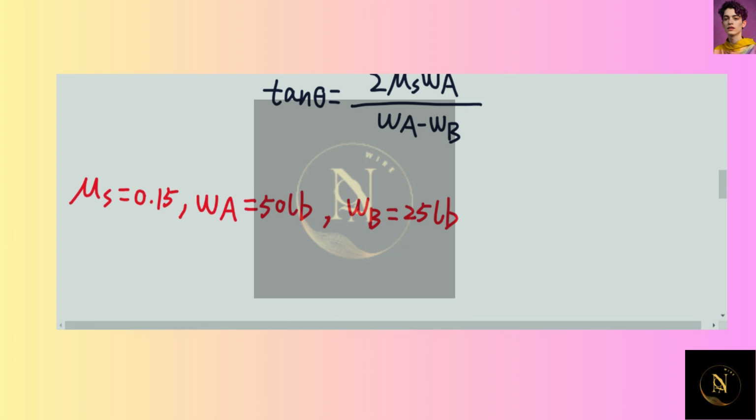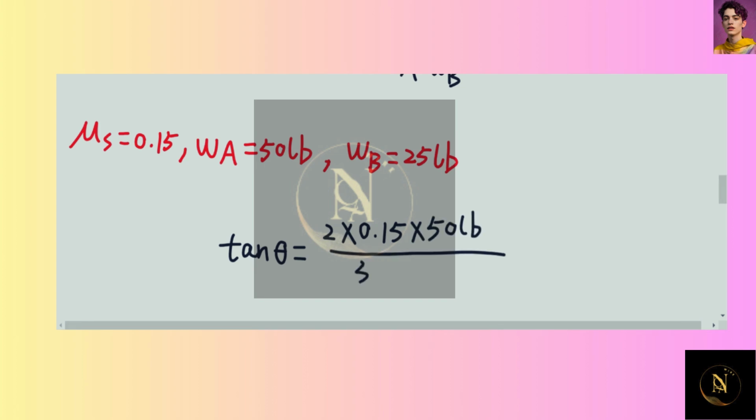We know mu S is equal to 0.15, WA is 50 pounds, and WB is 25 pounds. So tangent theta is equal to 2 times 0.15 times 50 pounds over 50 pounds minus 25 pounds. And this gives us tangent theta equal to 0.6.